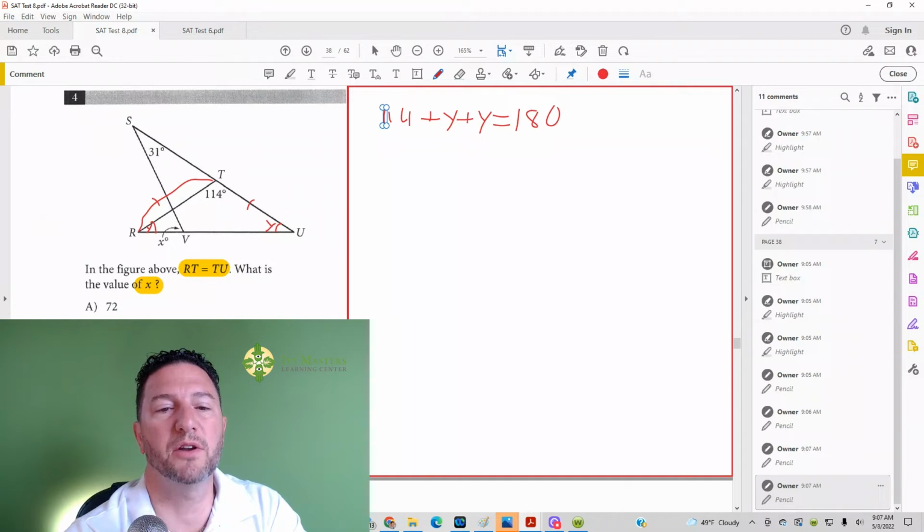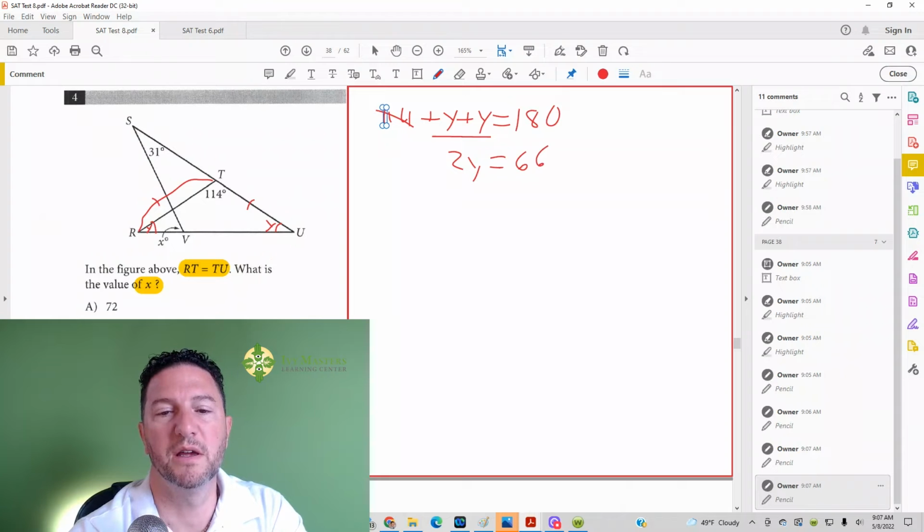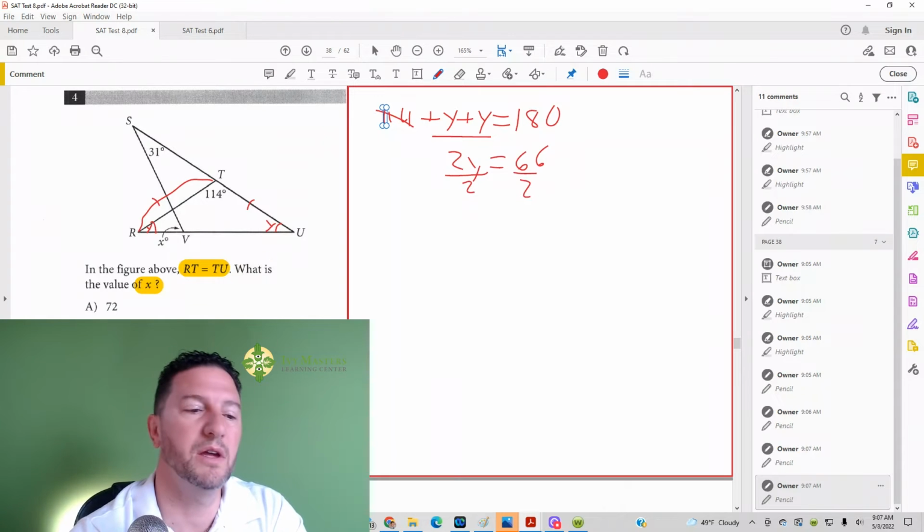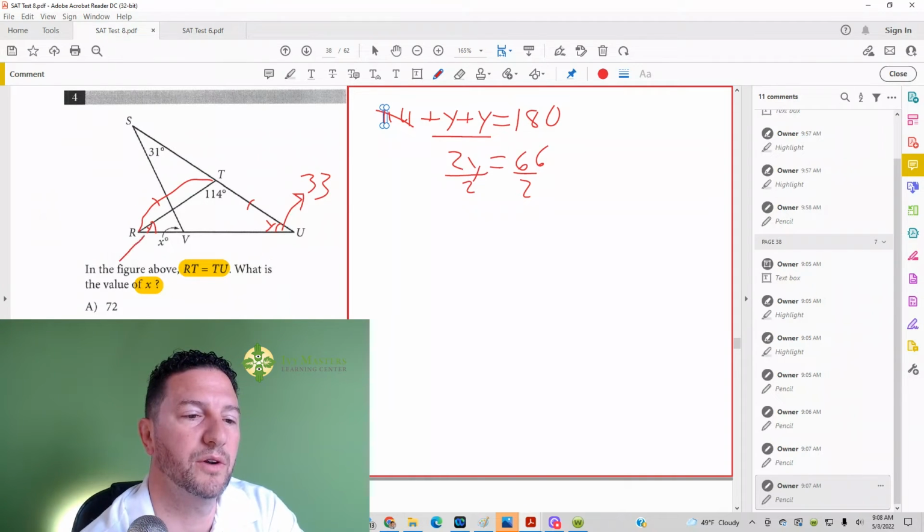And if you subtract 114 from both sides and add the Y's, Y plus Y is 2Y. Subtracting 114 from both sides is going to eliminate it there. And on this side, you're going to get 66. Then divide both sides by 2, and you know that this angle here is 33. And of course, this angle here in that case is also 33.